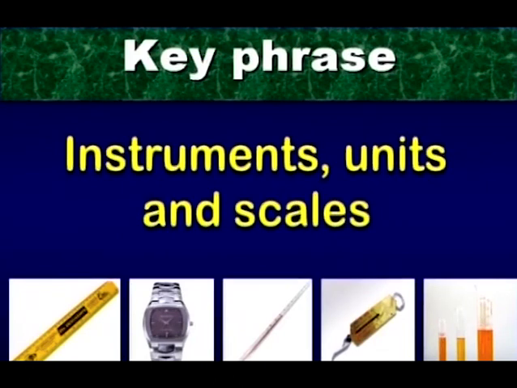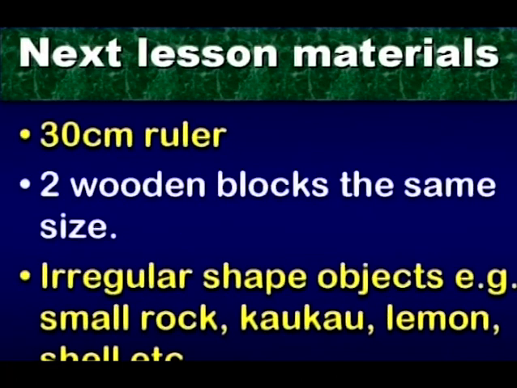Right, our next lesson materials, teachers and students, you have to get your next lesson's materials with a 30 centimeter ruler, 2 wooden blocks of the same size or same length and same thickness, and irregular shaped objects. Example, you can bring a rock, cocoa, lemon, or shell, something that has a shape which is not normal to you. Something that is interesting to you, you may bring.